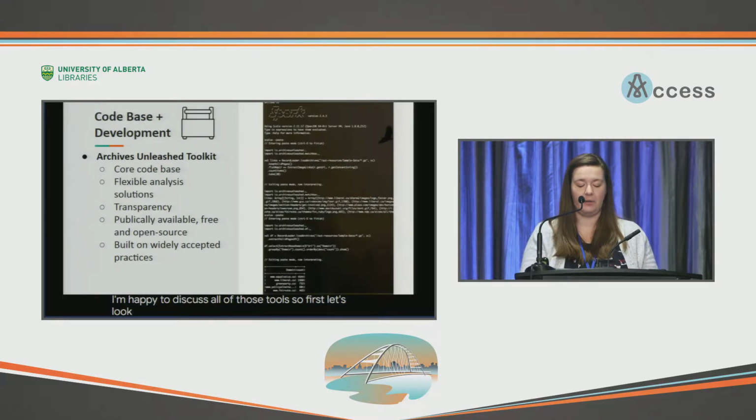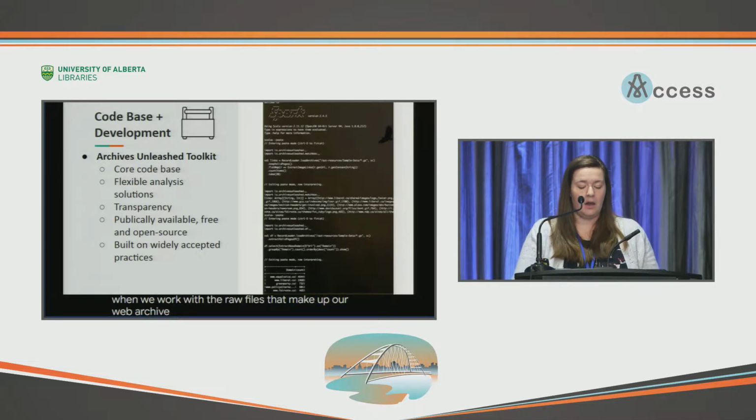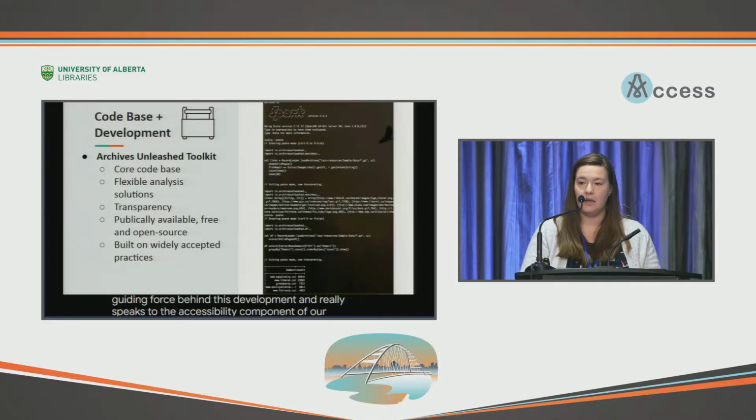So first, let's look at how themes of accessibility and usability are expressed in our code base and development. The Archives Unleashed toolkit is the core code to which all of our other platforms either build off of or interact with. It focuses on flexible analysis solutions when we work with the raw files that make up our web archive. And transparency has been a guiding force behind this development and really speaks to the accessibility component of our project. So transparency in the way that there are no black boxes. Researchers can literally see what requests are being made to inform, transform, extract, and analyze the information.